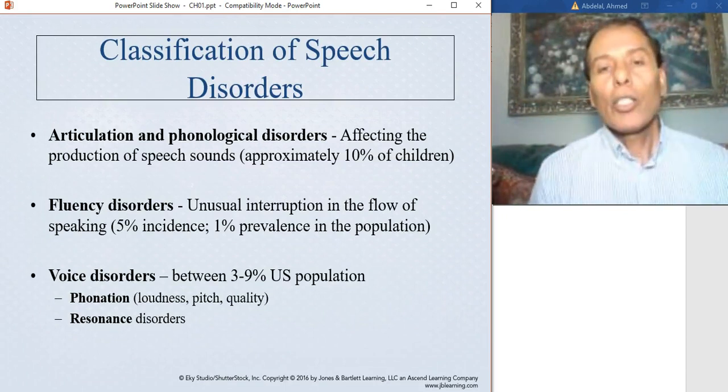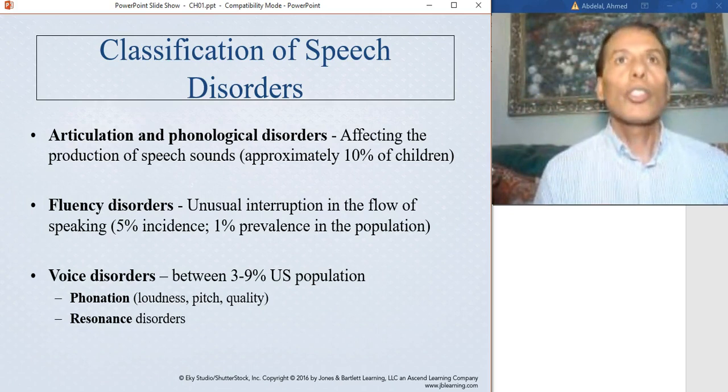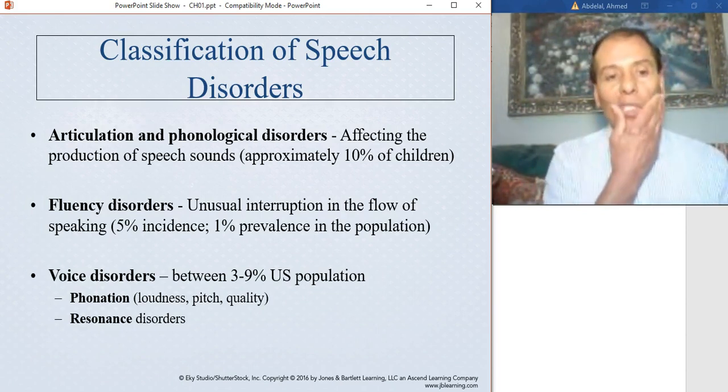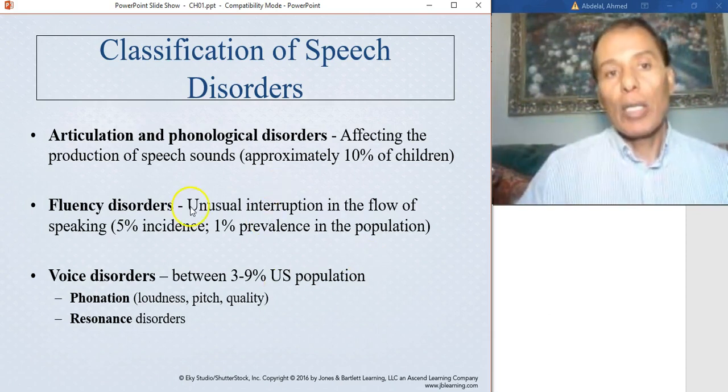Our communication disorders, speech or language, or social communication, these are disorders, believe it or not, classified as mental disorders. Mental disorders are all listed in the Diagnostic and Statistical Manual of Psychiatric Disorders by the American Psychiatric Association. The last edition is the 2013 edition, which is the fifth edition. It's called DSM-5. So if you get DSM-5, you're going to find the communication disorders listed there.